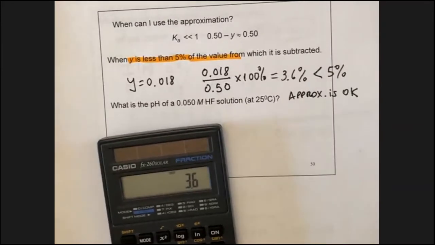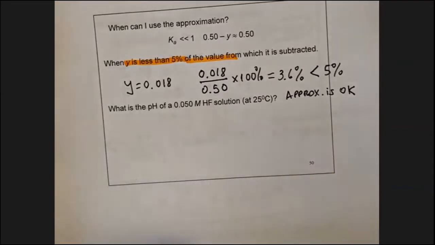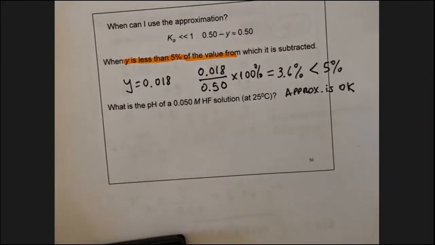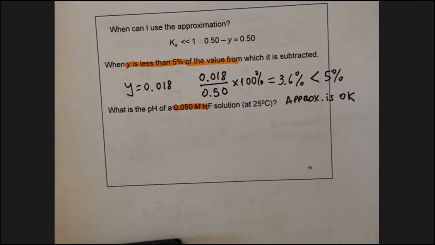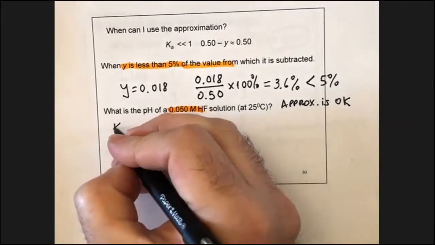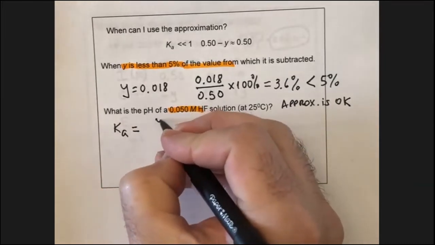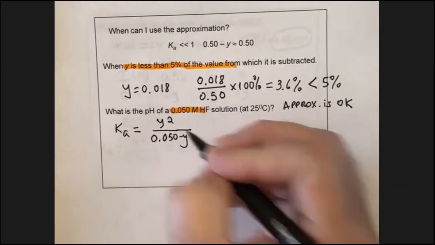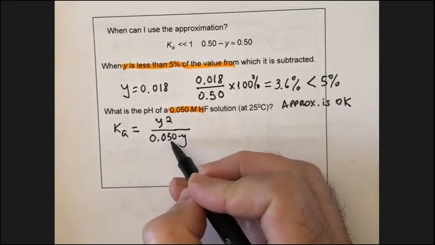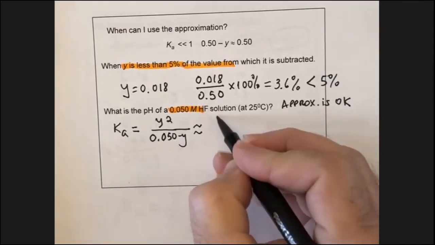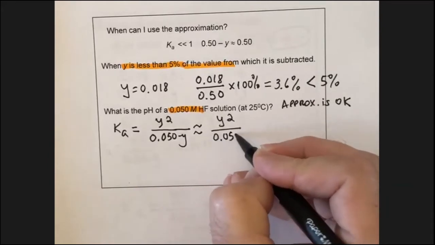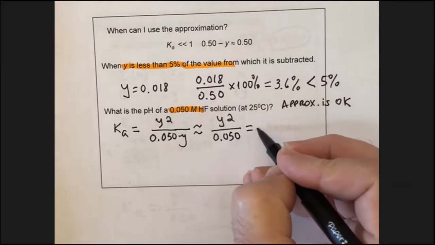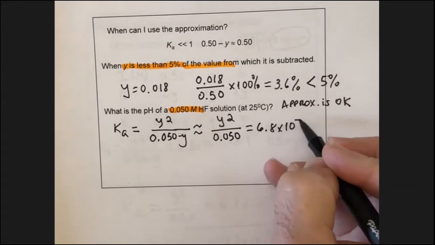Whenever you do one of these problems, the first thing you want to do is try the approximation method. Most of the time, it's going to work. Now, let me show you what would happen if the initial molarity had been, instead of 0.50 molar, 0.050 molar. If that happens, then here is what we get. Ka would equal y squared over 0.050 minus y. Remember, it's the same as before, except that this time we're starting at 0.050. So that would be approximately y squared over 0.050, and we're saying that equals 6.8 times 10 to the negative 4.